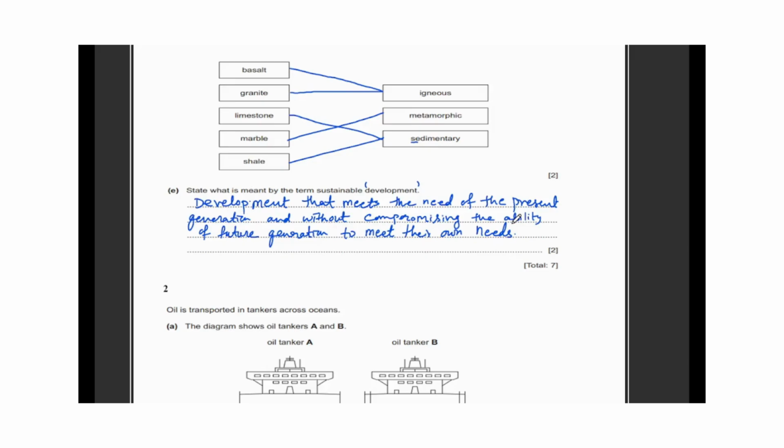Okay, so now the key terms here for your 2 marks. What's the key term? First one, development that meets the present generation without compromising the future generation, the next generation. These are the 2 keywords that you should remember: development that meets the needs of the present and the future without compromise. I hope you got this one. So let's move to the next question.